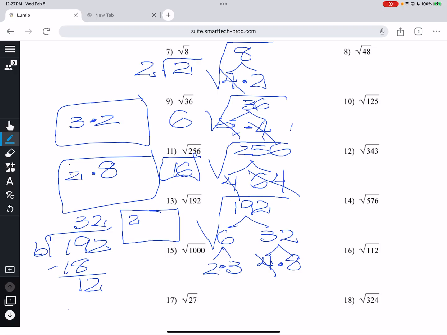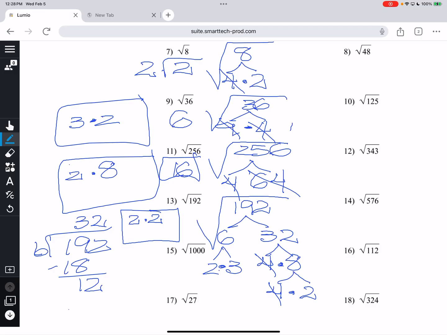It's not a perfect square, but can we break it down further? Yes. Into what? 4 and 2. Do we have a perfect square? Yes. What? 4. And it comes out as a 2. All right, anything else? We have a 2 and a 3 and a 2.